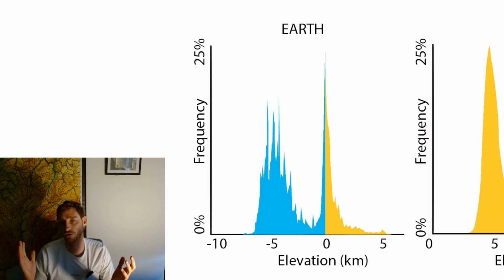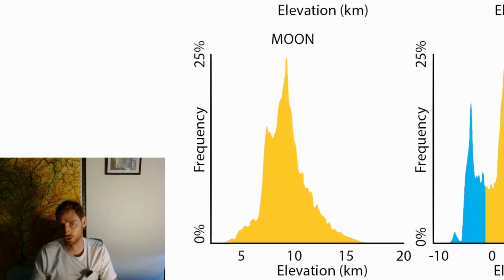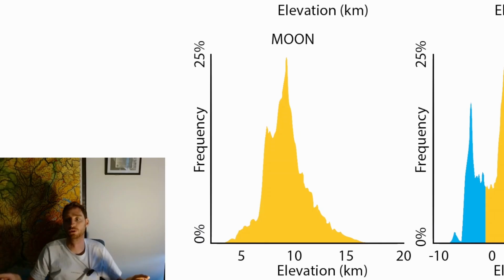So the next hypsograph I want to show you is a hypsograph, a surface elevation distribution graph, of the moon. Now obviously the moon has no oceans and it has no sea level. And that's reflected in this graph in the sense that it's really a single distribution.